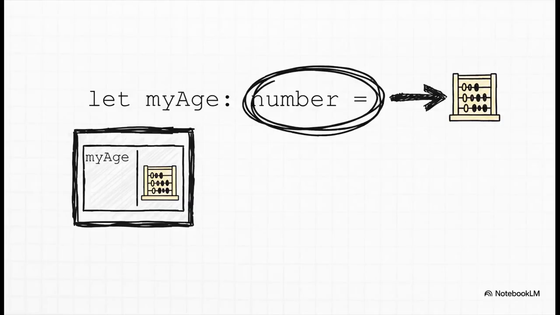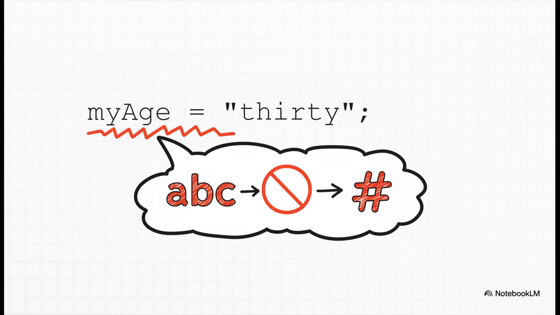And here it is, the superpower in action. See that little bit right there, the colon and the word number? That is a type annotation. We are explicitly telling TypeScript, hey, just so you know, this variable myAge must always be a number. Don't let me put anything else in there. And this is the payoff. The instant we try to assign a string to our myAge variable, our code editor just lights up with an error. We haven't even tried to run the code yet. The bug is caught immediately, right where we made it. This just saved us from a potential crash later on down the line.